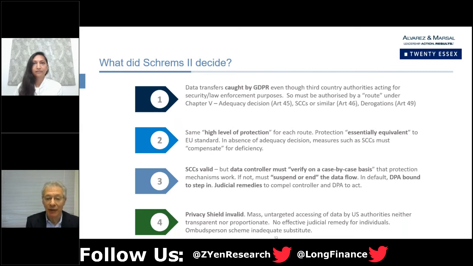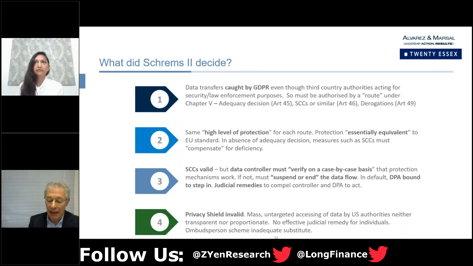And the key principles were, here we are on the slide. If you're going to transfer data out of the EU or EEA, you've got to rely on one of those three routes under Chapter 5 of the GDPR: an adequacy decision, or if you haven't got that, standard contractual clauses or similar, or derogations under Article 49. For each of those routes, the same high level of protection applies, those principles that I quickly looked at earlier. And the high standards that are required are the same for each of the routes. So whether you're relying on an adequacy decision or standard contractual clauses, those same principles of protection of people's data have to be observed.